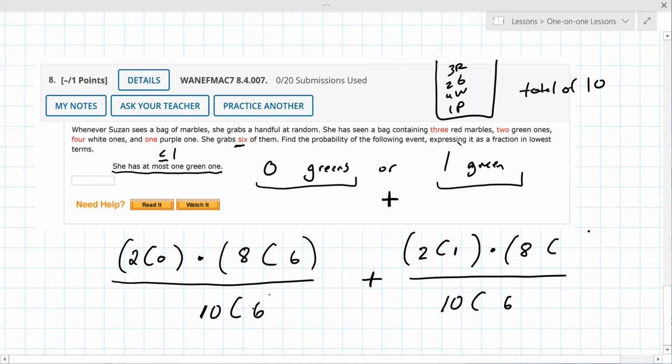The 0 and the 6 have to add up to 6. The 2 and the 8 have to add up to 10. 1 and now 5. You're choosing 5 others. 1 green and then 5 of everything else. Okay. And you just got to get these numbers and then add them up. So let me do that.